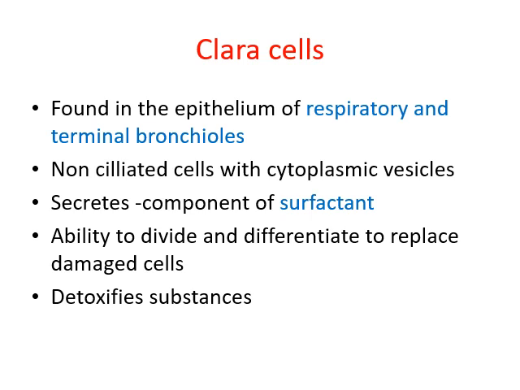Now the Clara cells also have the ability to divide, right? They can divide, and also they can differentiate to replace damaged cells. So Clara cells will divide and then replace the cells of the respiratory epithelium that may be damaged, and also they can detoxify substances. They can absorb some of the toxic substances and then break them down into non-toxic components. So Clara cells are important cells in the epithelium.